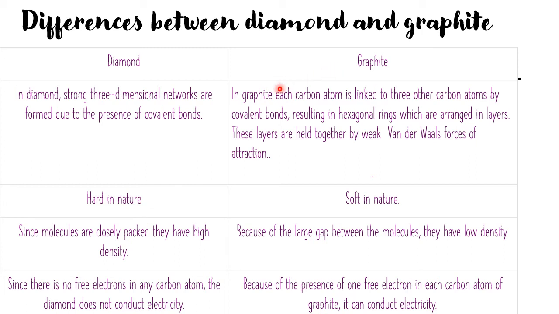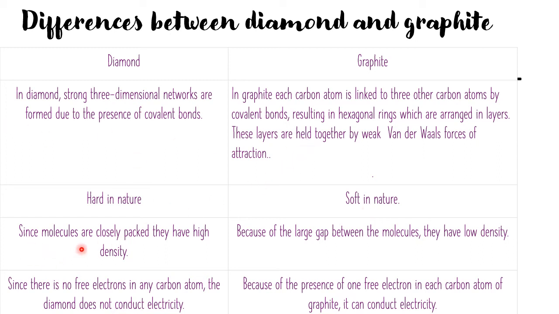Whereas in graphite, each carbon atom is linked to 3 other carbon atoms by covalent bonds, resulting in hexagonal rings which are arranged in layers. And these layers are held together by weak van der Waals forces of attraction. And because of these weak van der Waals forces of attraction, graphite is soft in nature. So the first point is different. Diamond is hard, graphite is soft based on the structures.